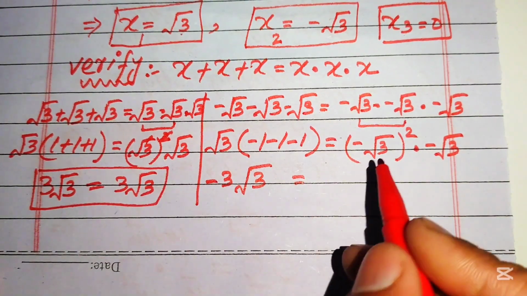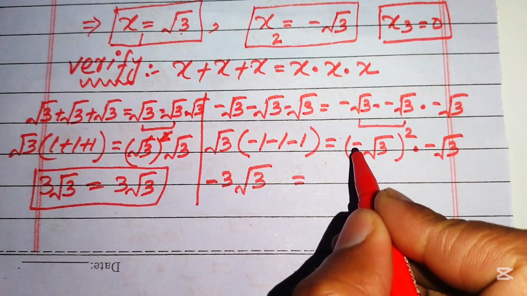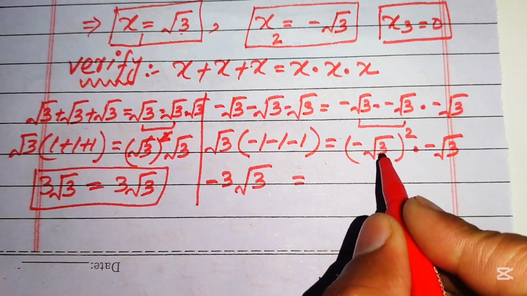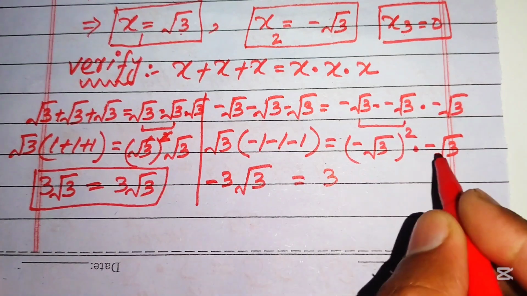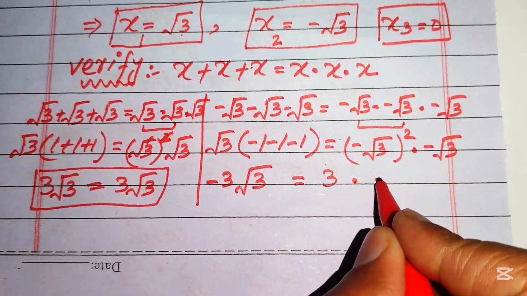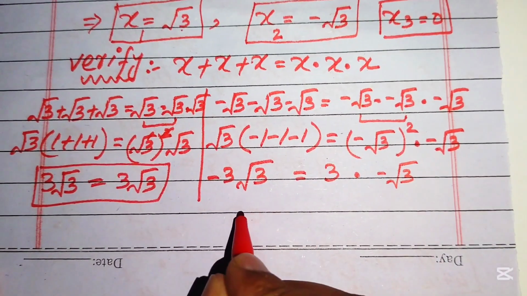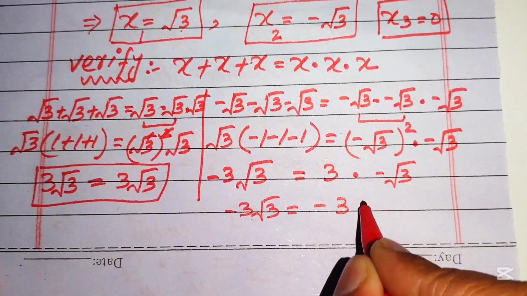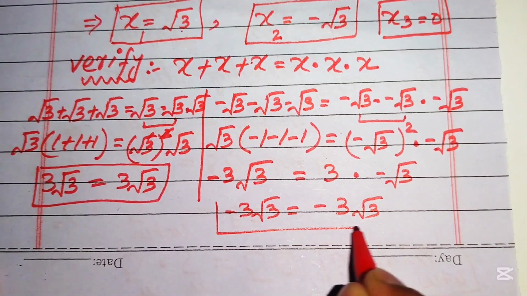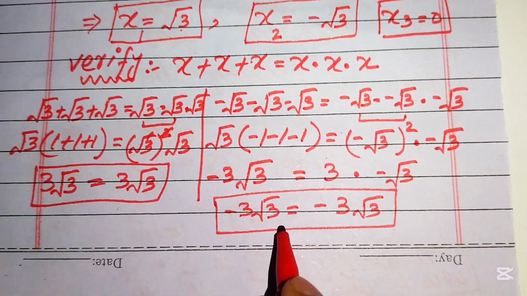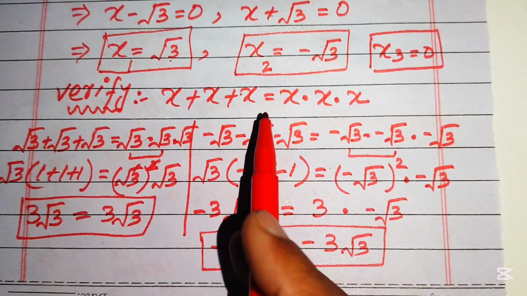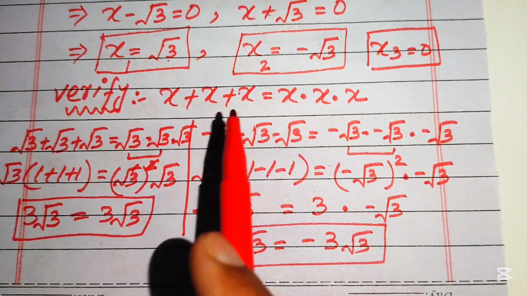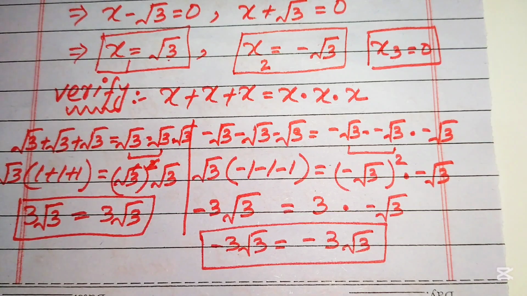Similarly, on the right hand side the square of minus becomes positive, and this square and square root cancel each other. So you get 3 only, and here you have minus into square root of 3. So we write it as minus 3 into square root of 3 equals minus 3 times square root of 3. This also shows that both sides are equal when we take the second value. It means that the second root also satisfies the given equation.